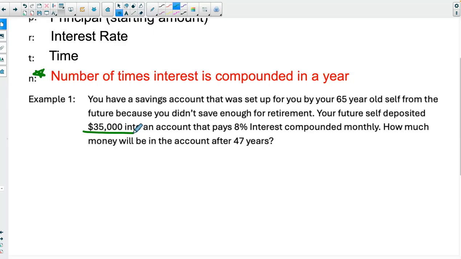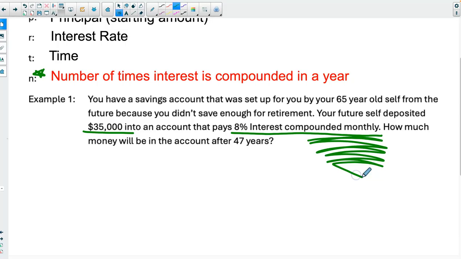Now, this is for our retirement, and so we found an account that pays 8% interest compounded monthly. This piece right here, compounded monthly, that's telling me which formula to use. That's telling me to use this compound interest formula because n is now a number. Last thing we have to do, we have to look at how much time has passed, 47 years. So we now know all the pieces of information, we just have to enter them into the problem.